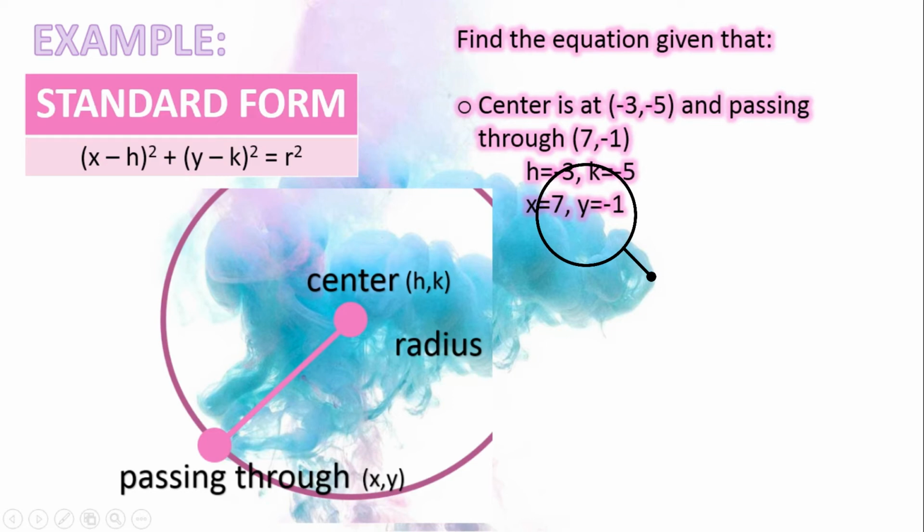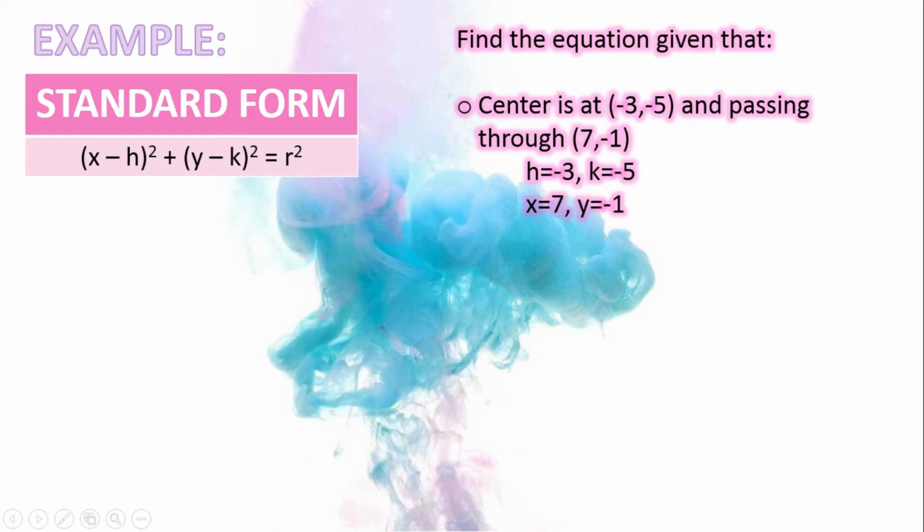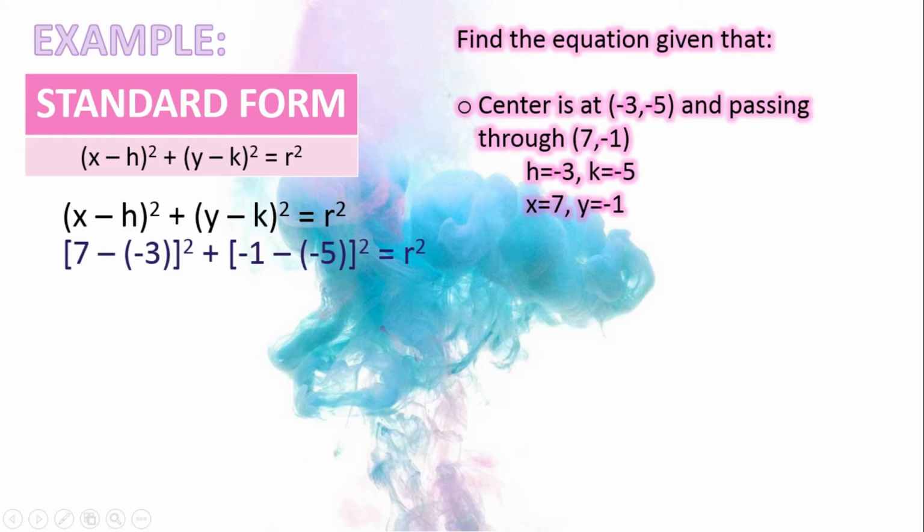So, as I said earlier, the first thing to do is to follow the formula. x minus h, and then substitute. x is equal to 7 minus h, negative 3, squared, plus y is equal to negative 1 minus negative 5, the k, squared is equal to r squared. Here, we need to find r squared. r squared is important. The circle's r squared is the most important. If r squared is not given, we have to find it.